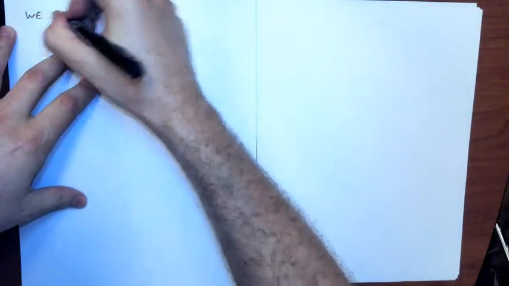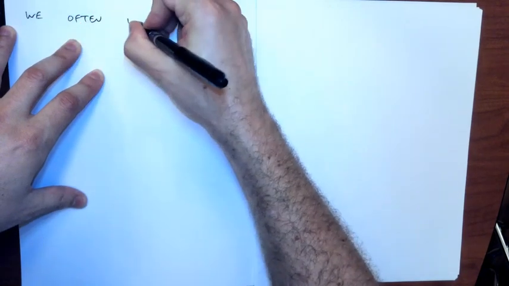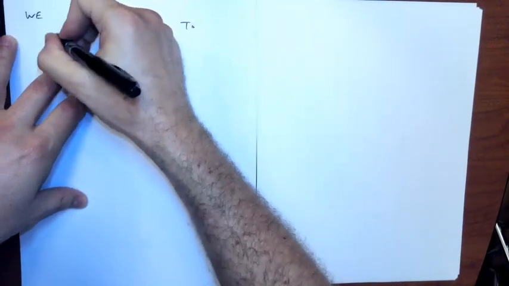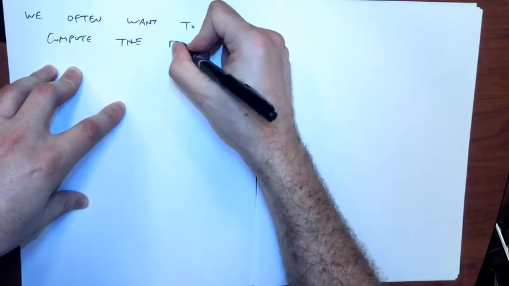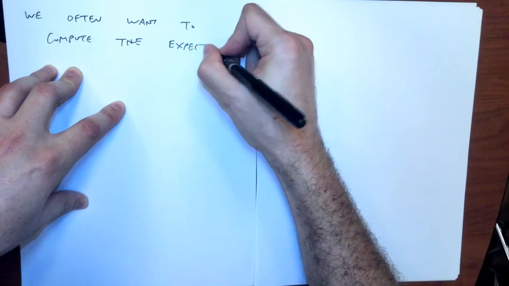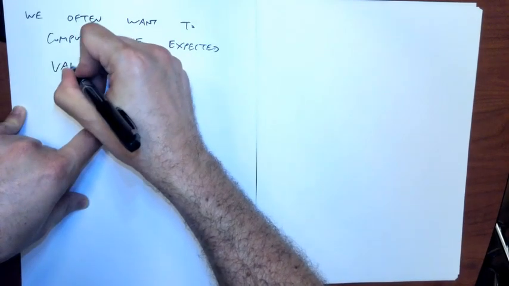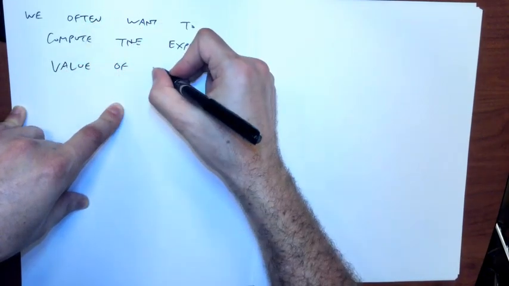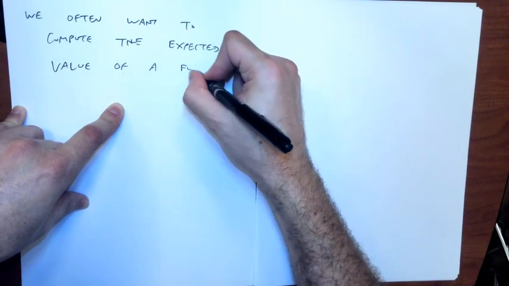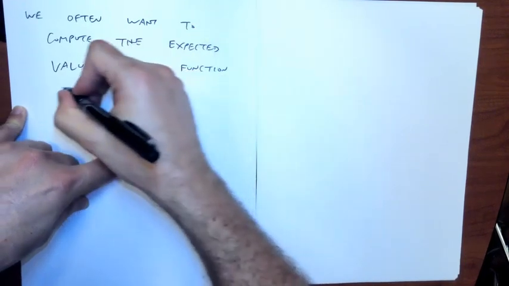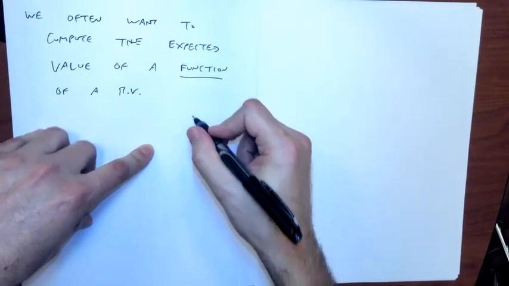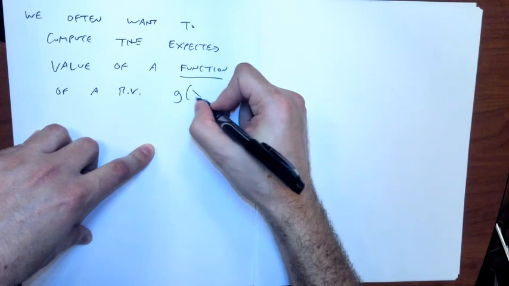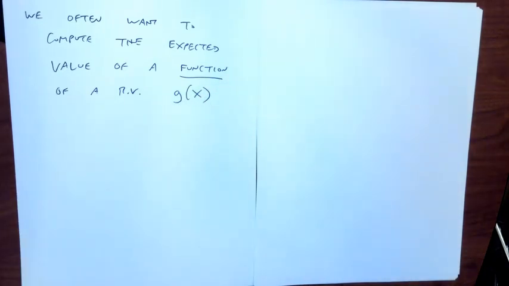So we often want to compute the expected value of a function of a random variable. Like, let's call that function g of x. So I do my experiment, I get my numerical outcome, and then I apply some function to that, right?